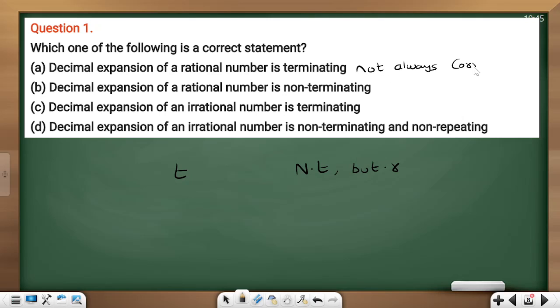Second one, decimal expansion of a rational number is non-terminating. This is also not always correct, only sometimes. Next, decimal expansion of an irrational number is terminating. This is a blunder. How can the decimal expansion of an irrational number be terminating? Then it is not at all called an irrational number. Next one, decimal expansion of an irrational number is non-terminating and non-repeating. Perfect. This is the right option. Is that clear? Question 1.